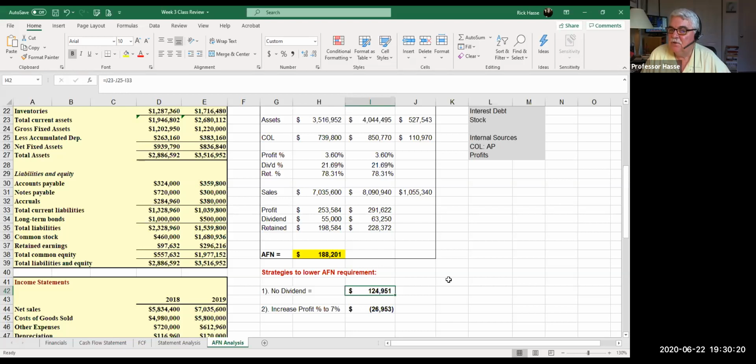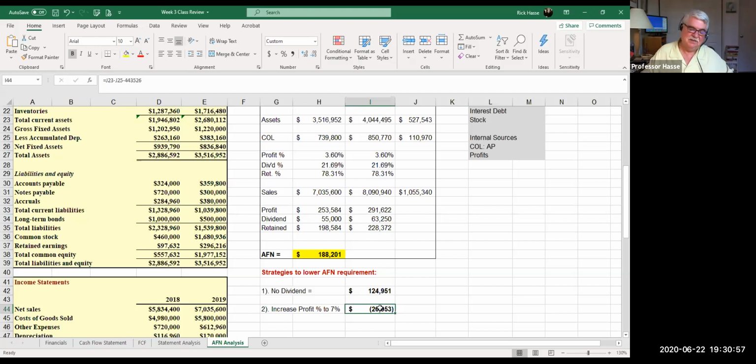Well, what if I cut some costs and increase my profit margin from 3.5% to 7%? What if I cut some costs? Streamline. Not losing efficiency, hopefully, but making a greater profit. If I do that, I can eliminate the need for external capital. If I increase my profit by 7%, I'm now going to make a profit of $443,000. I can eliminate the need for outside capital.